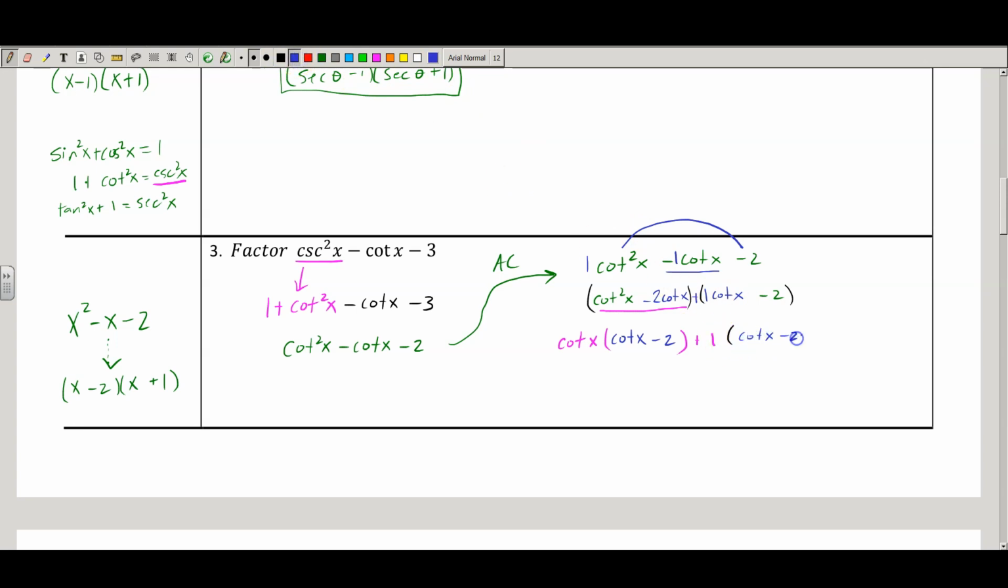Cotangent x minus 2. And so therefore our factoring would be cotangent x plus 1 and cotangent x minus 2. There's our factoring, and there's our answer.